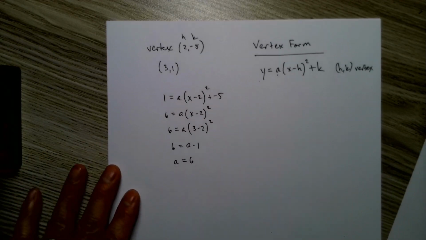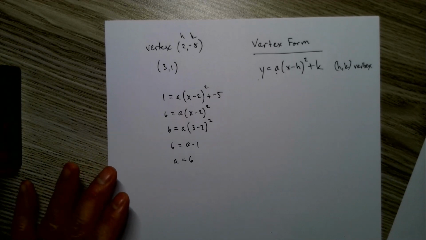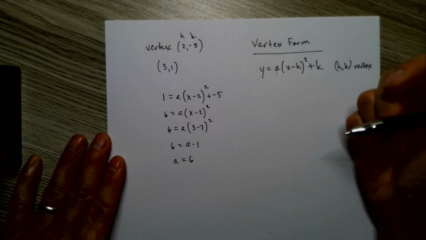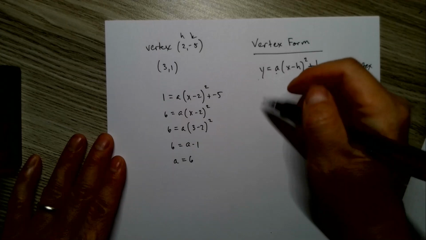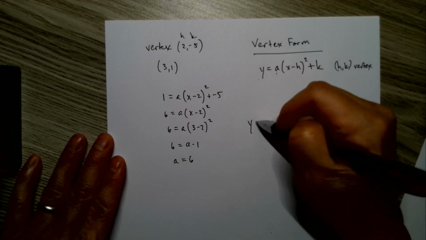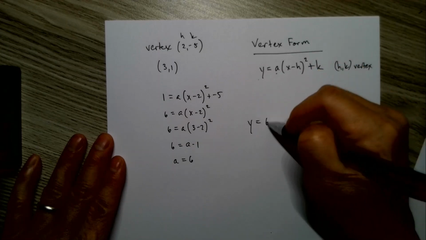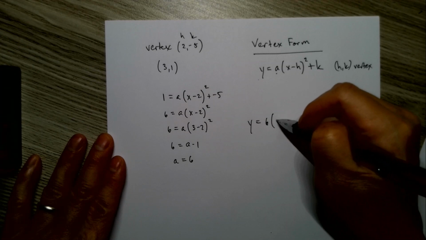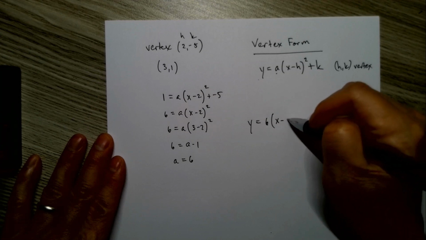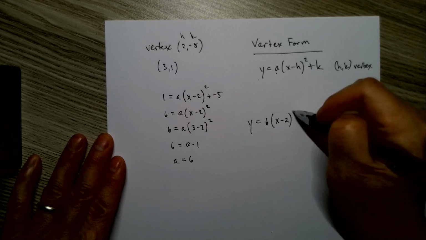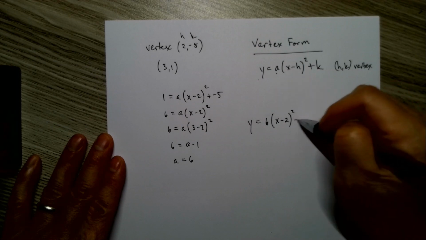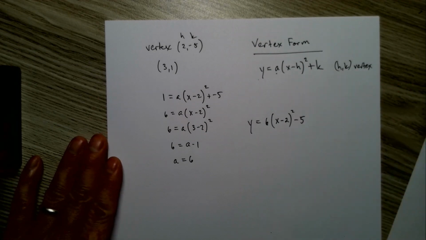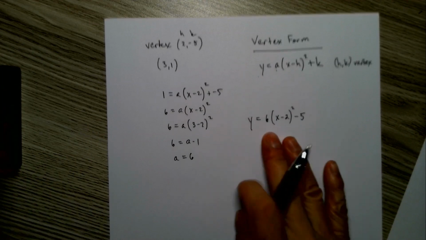So a is 6. So I know that this function is y equals 6 times (x minus 2) squared minus 5. Now this is vertex form, remember?